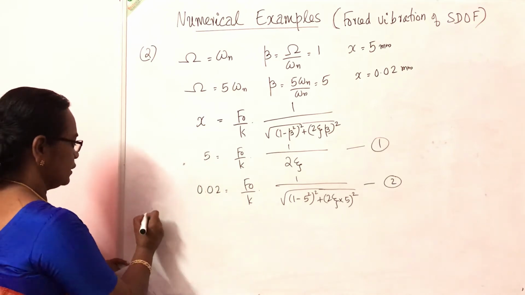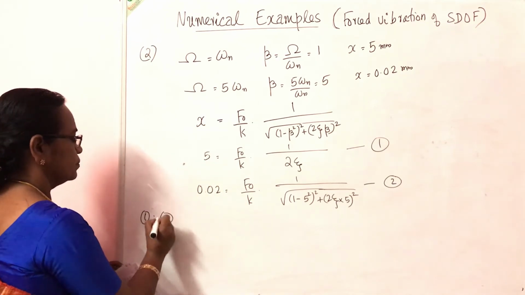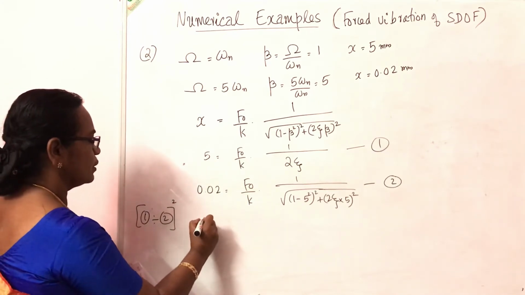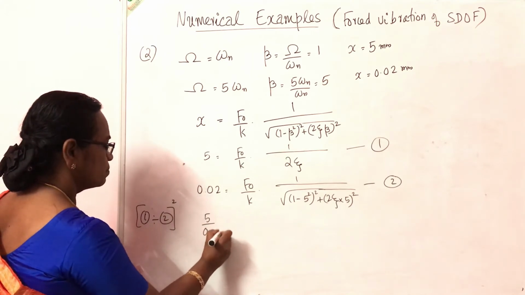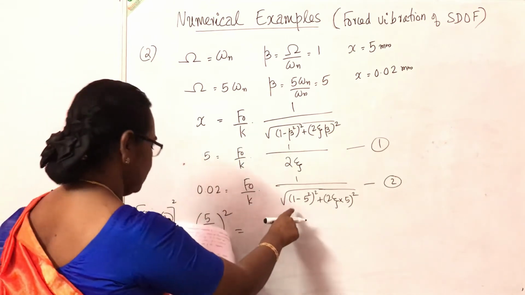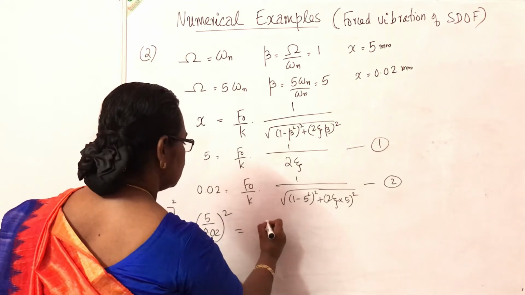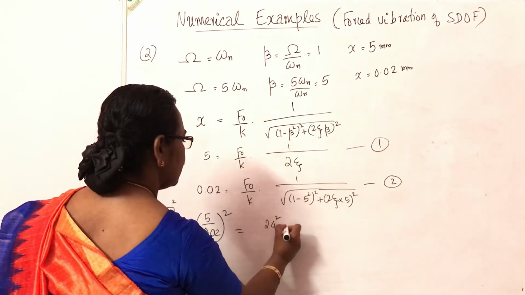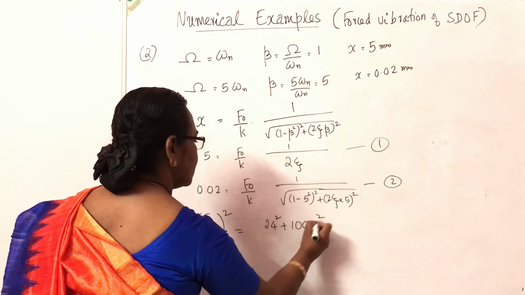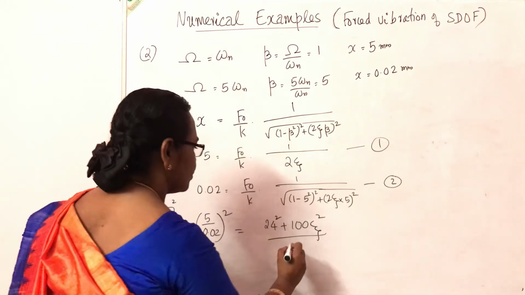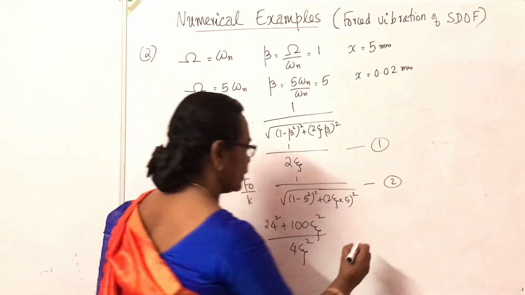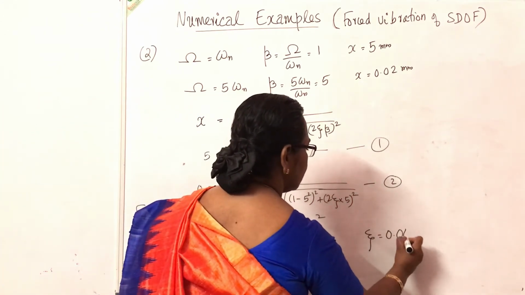So we divide 1 by 2 and square it. Divide 1 by 2 and take the square of it. So we will get (5 by 0.02) the whole square is equal to, these two get cancelled, this goes to the numerator: (1 minus 25, that is 24) square plus (2 into 5, 10), square of 10 is 100, so 100 psi square, divided by (2 psi) the whole square, which is 4 psi square. So you solve this equation and we get psi equal to 0.048.